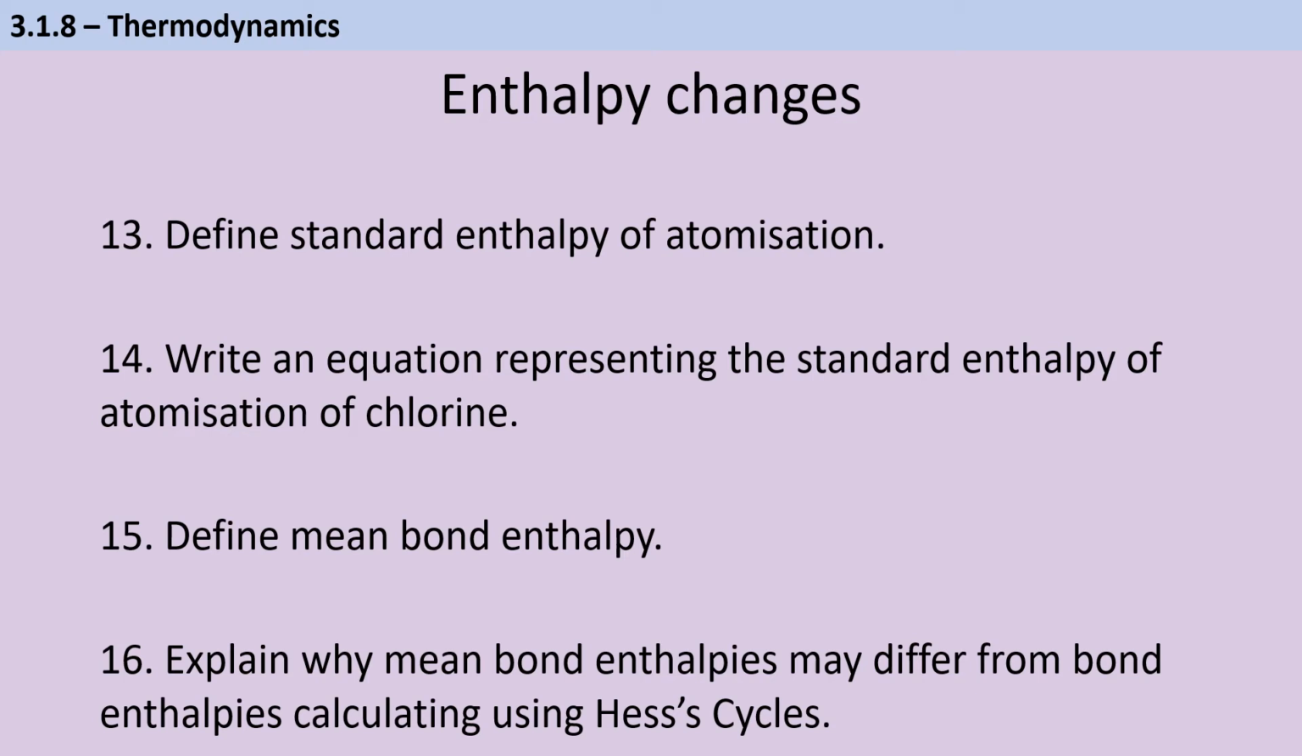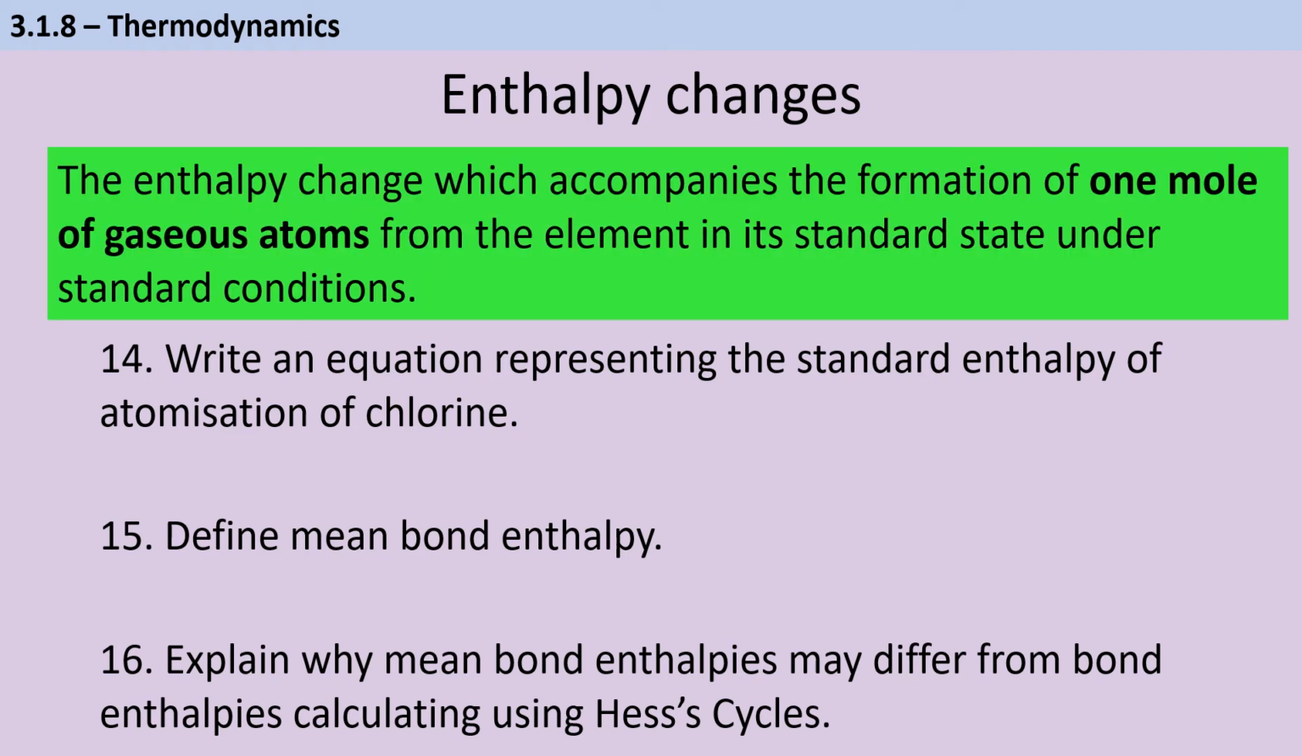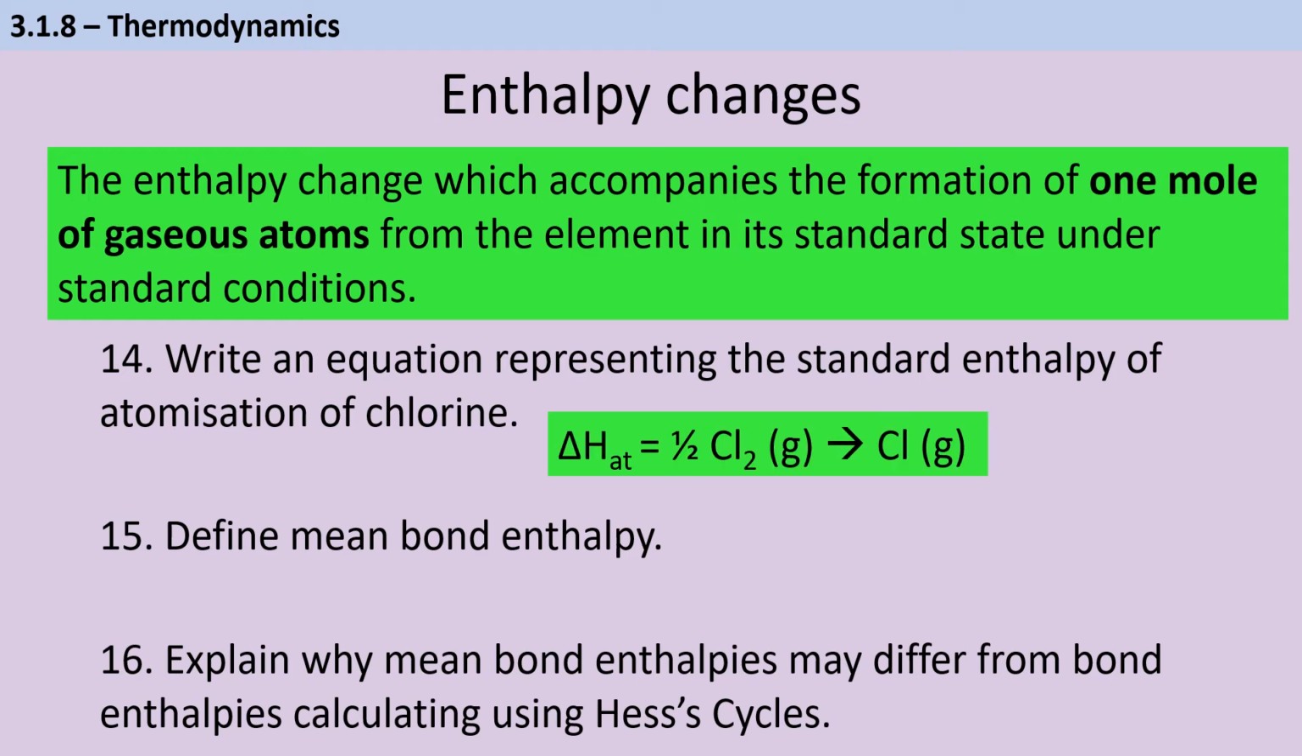So we can define standard enthalpy of atomization as the enthalpy change that is undergone when 1 mole of gaseous atoms are formed from their molecules in standard state under standard conditions. So for instance, if we were going to write a standard enthalpy of atomization for chlorine, we need to be making 1 mole of chlorine atoms, not starting with 1 mole of chlorine molecules. So it looks a little bit like this. And again, we've got our standard, we've got our state symbols in there.